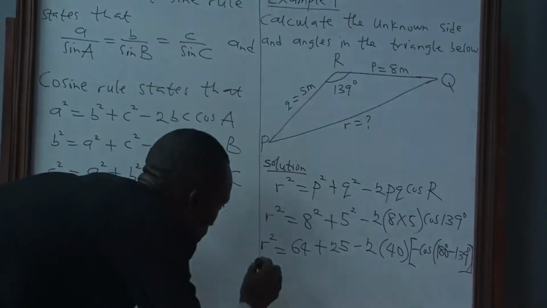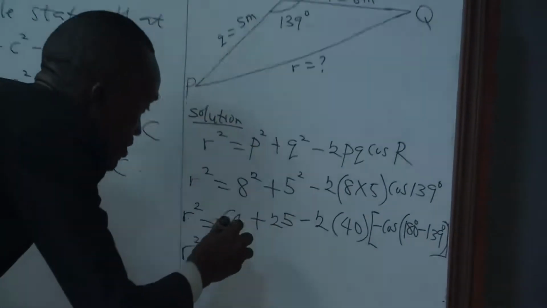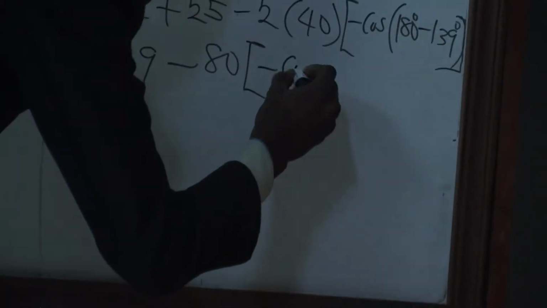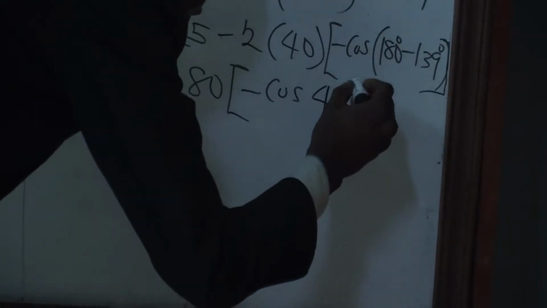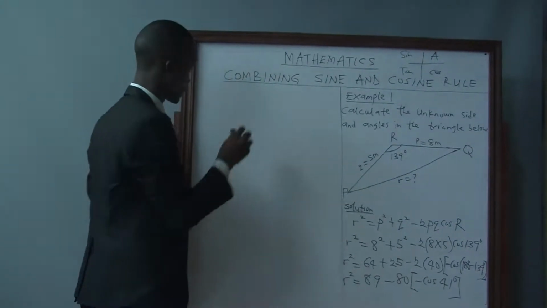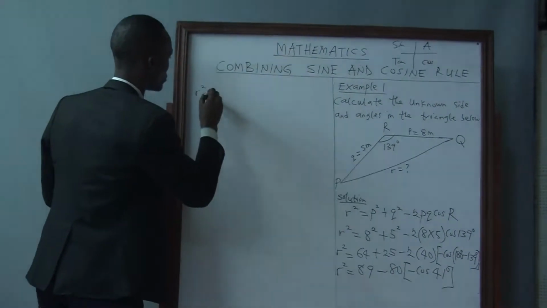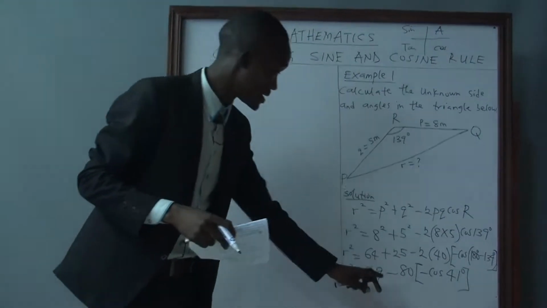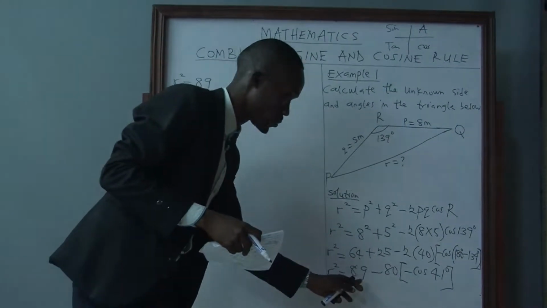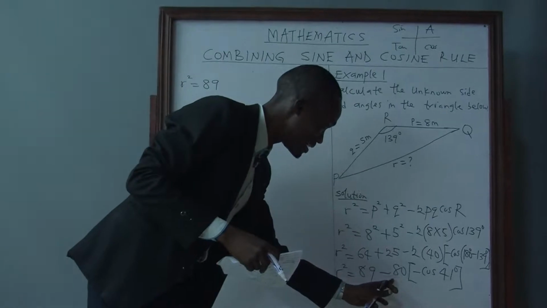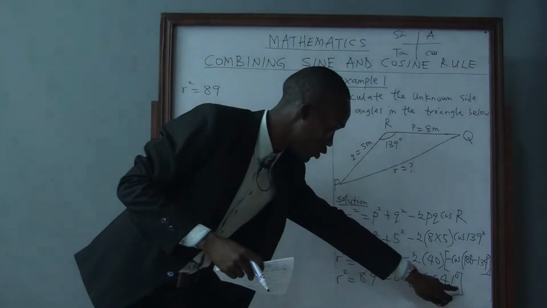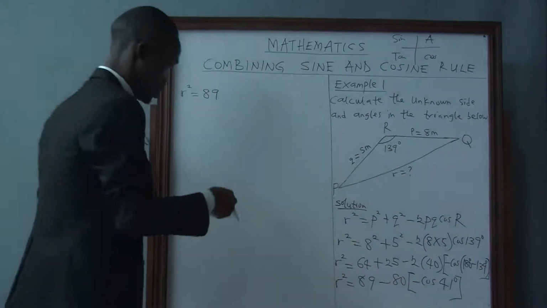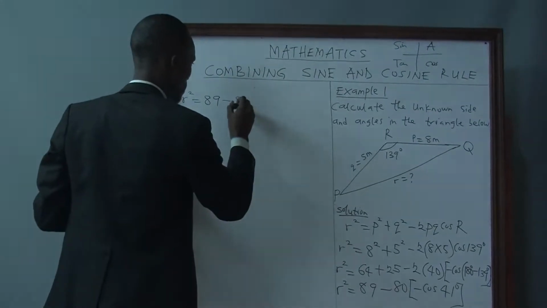So from there, the addition of 64 and 25 will give us 89 minus 80 into minus cos 41 degrees. So from there we have r squared to be 89. I explained in the last lesson as well that we cannot subtract this 80 from 89. We have to multiply this 80 by the cosine of this angle before we simplify it with this 89. So we have that as 89 minus 80.